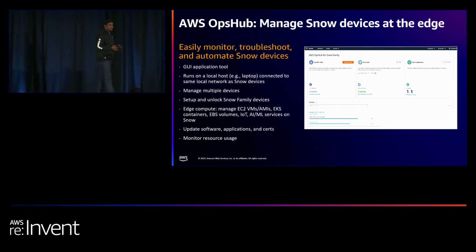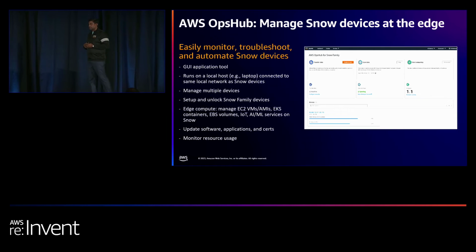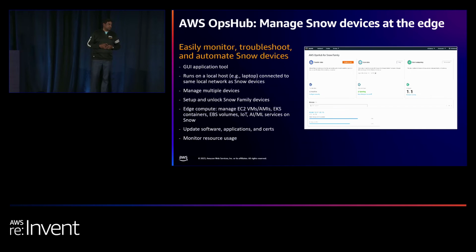And you can use Ops Hub to update the software. When you have connectivity, you can update your software over the network, or when you're not connected, you can still use Ops Hub to update the software on the Snow devices. That could be updating your applications running on the Snow device or updating the Snow software stack itself. Essentially, when you're not connected, you would download the updates from the console onto that local host that has Ops Hub, bring that local host to the Snow devices, and then update your software on the Snow devices.